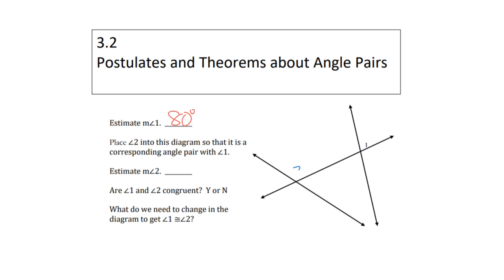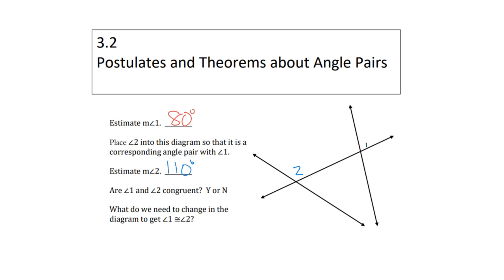Hopefully you put it right there. They're both to the right of their line and above the transversal. They're corresponding. What does the measure of angle 2 look like? Well, again, based on this being like 90 right here, it looks like maybe another 20 degrees, so maybe 110.